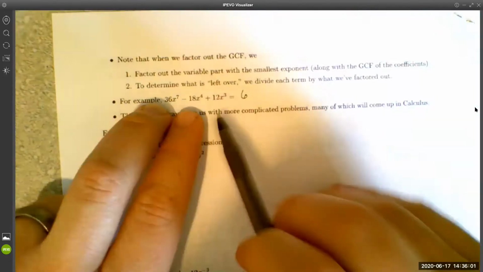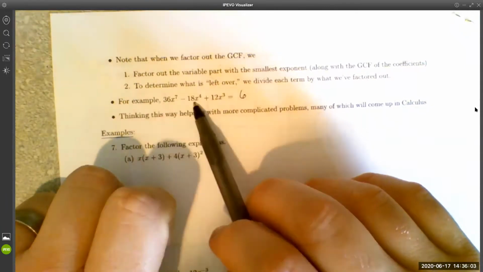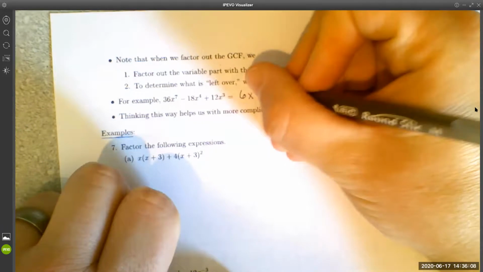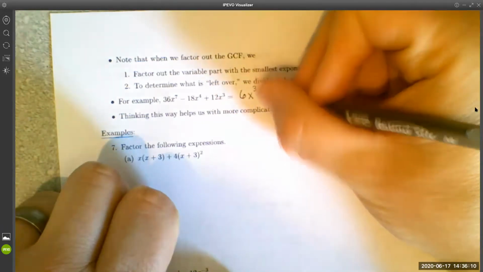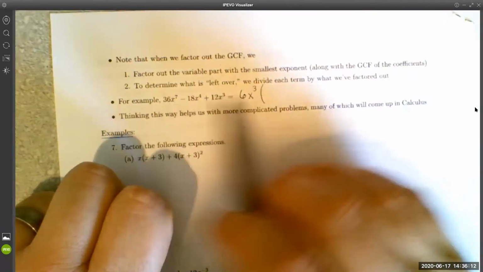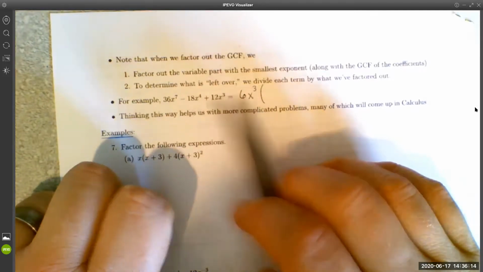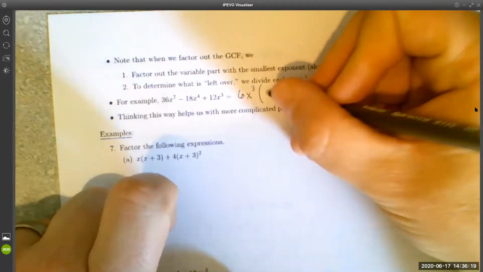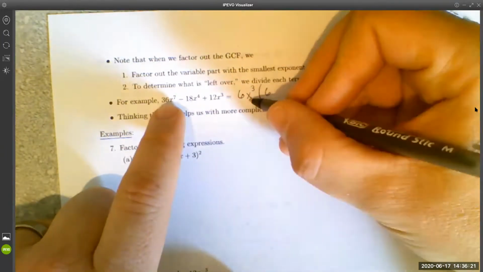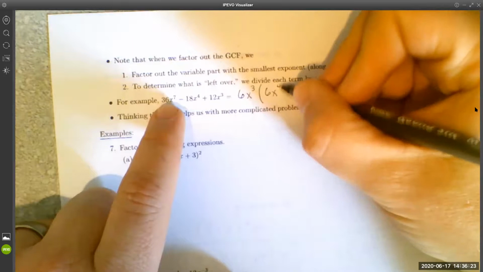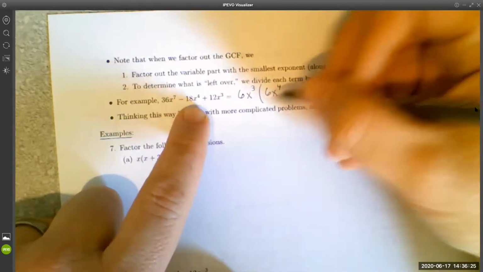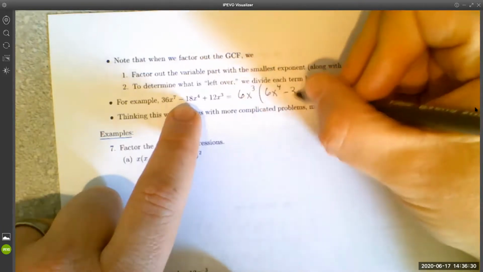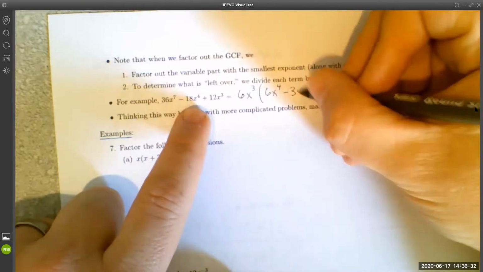But then with the variables, we just look for the variable that has the smallest exponent, and that's the one that we can take out, right? So we can take out an x cubed. Now to see what we're left with, we divide each of these terms by this thing that we're factoring out. So 36x squared divided by 6x cubed, 36 divided by 6 is 6. x to the 7th divided by x cubed is x to the 4th. 18x to the 4th divided by 6x cubed. Well, 18 divided by 6 is 3. And x to the 4th divided by x cubed is x to the 1st.